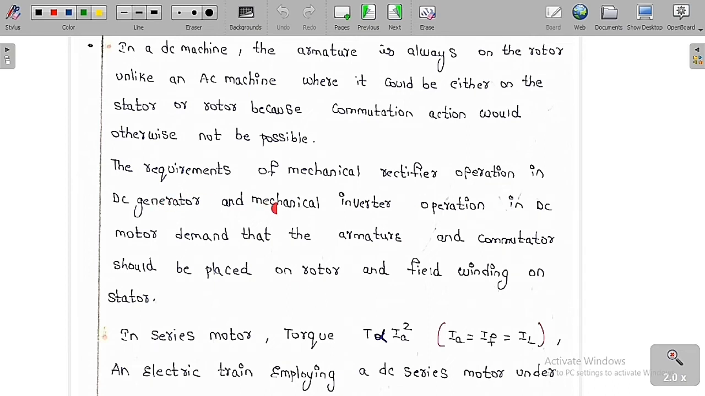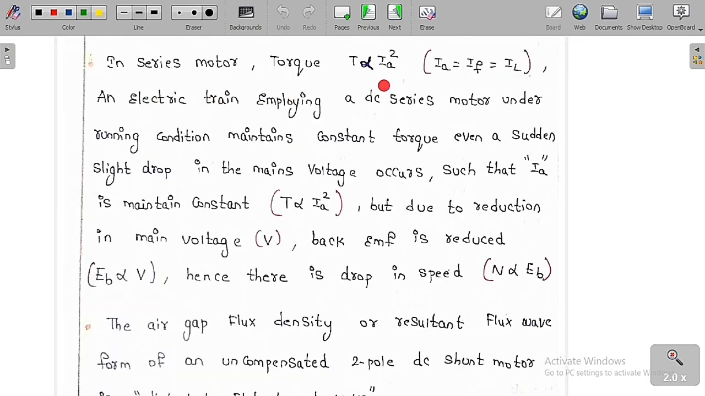So therefore, the requirement of mechanical rectifier operation in a DC generator and mechanical inverter operation in a DC motor demands that the armature, the armature coil and the commutator should always be placed on the rotor, and the field winding on the stator. In a series motor, torque is directly proportional to I square, because I have already told you that in the unsaturated region flux is directly proportional to armature current, and IA is equal to IF is equal to IL, because armature current is equal to field current is equal to load current in a DC series motor.